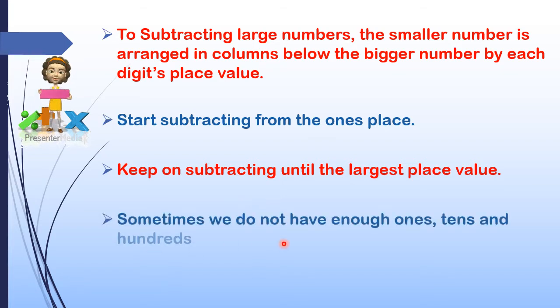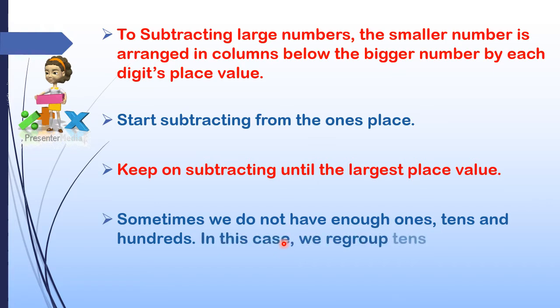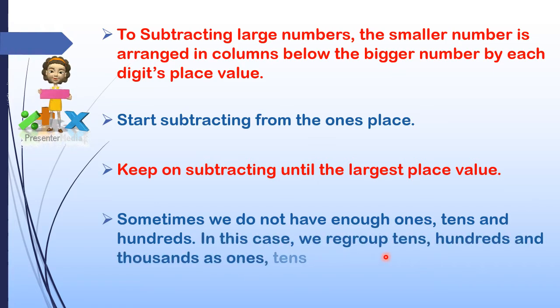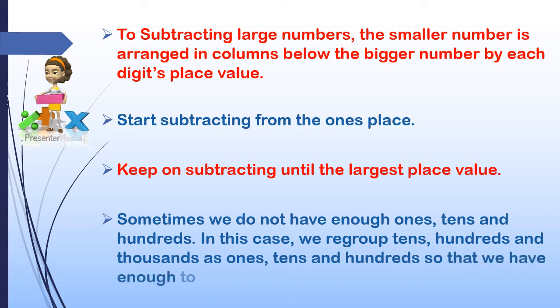Sometimes we do not have enough ones or tens or hundreds. In this case, we regroup tens, hundreds and thousands as ones, tens and hundreds so that we have enough to subtract from. Okay, this is nothing but, if the number is not enough to subtract, at that time what will we do? We have to borrow from the previous number, isn't it? Do you remember that? Whenever the number is not enough to subtract, you have to borrow from the previous number. Okay.